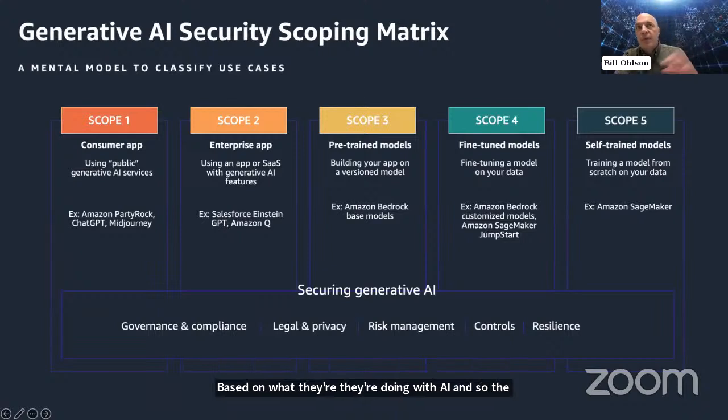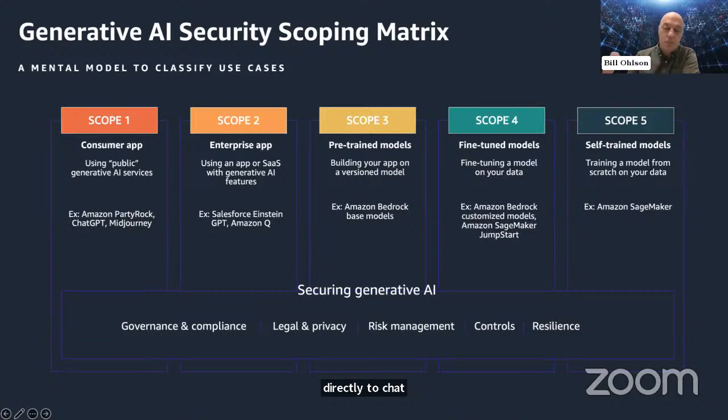The scope represents a number of different potential workloads, some from off-the-shelf consumer apps, like in scope 1, where you may just have users going directly to ChatGPT or Amazon PartyRock, that kind of thing, all the way to scope 5, where maybe you have the resources to actually develop your own large language model.